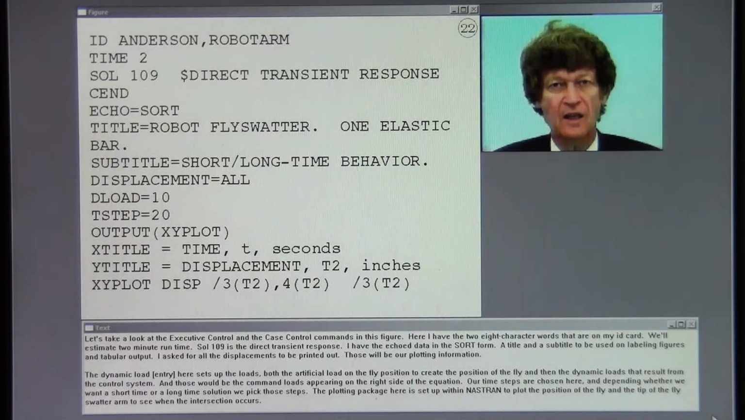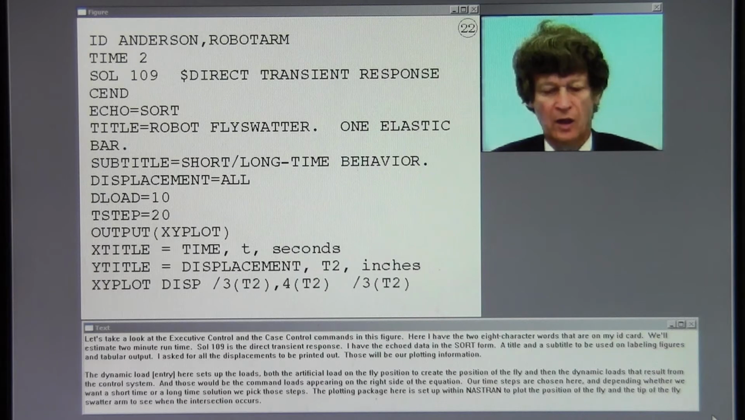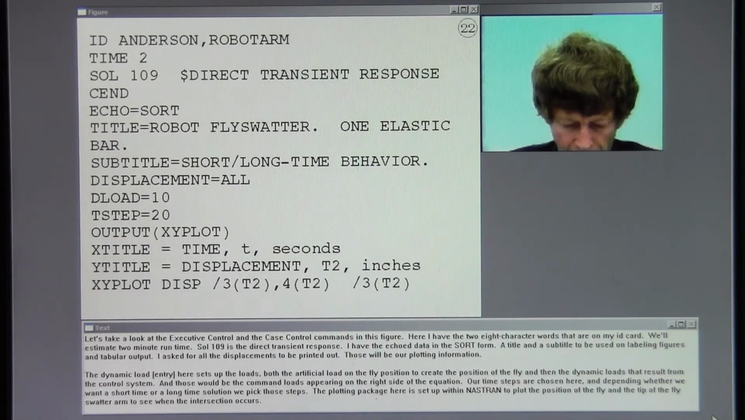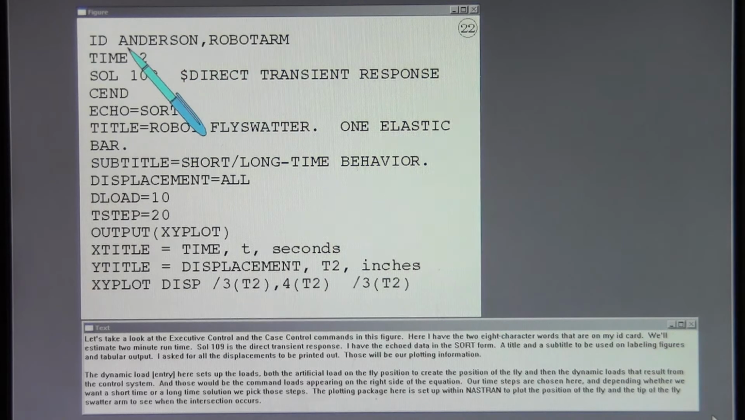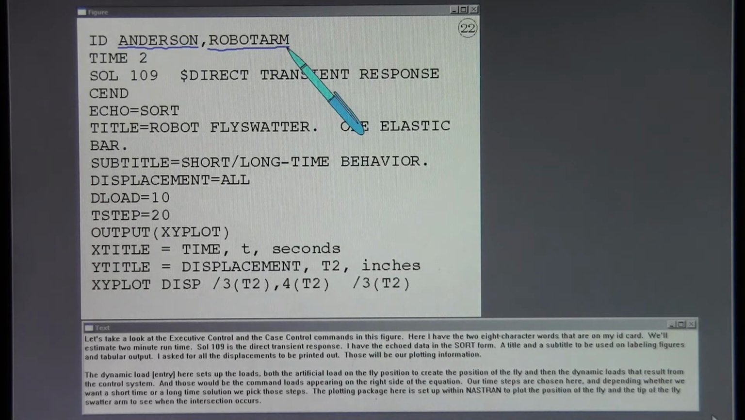Let's take a look at the executive control and the case control commands in this figure. Here I have the two 8-character words that are on my ID card. We'll estimate 2-minute run time. SOL 109 is the direct transient response. I have the echoed data in the sort form, a title and a subtitle to be used on labeling figures and tabular output. I ask for all the displacements to be printed out. Those will be our plotting information.